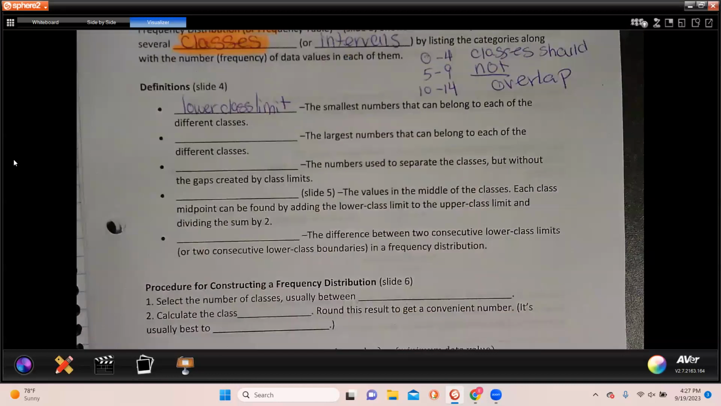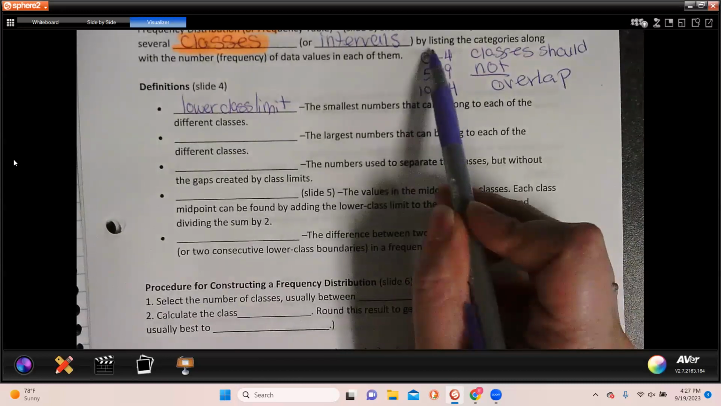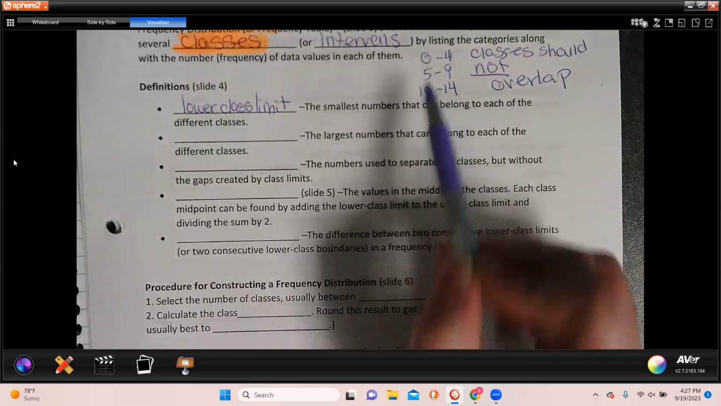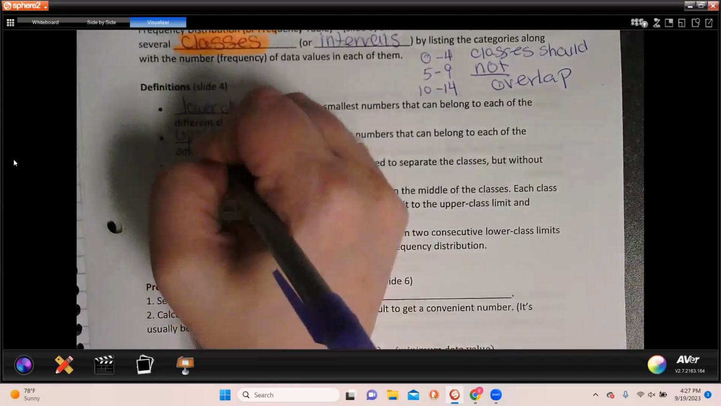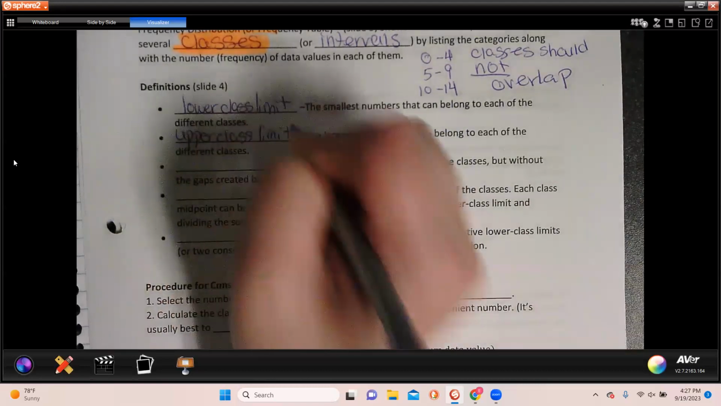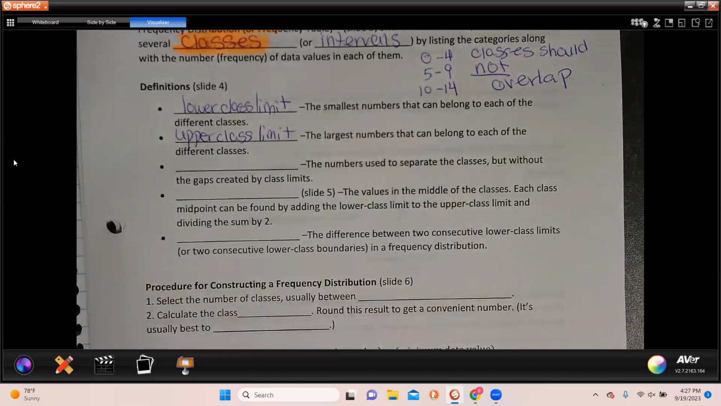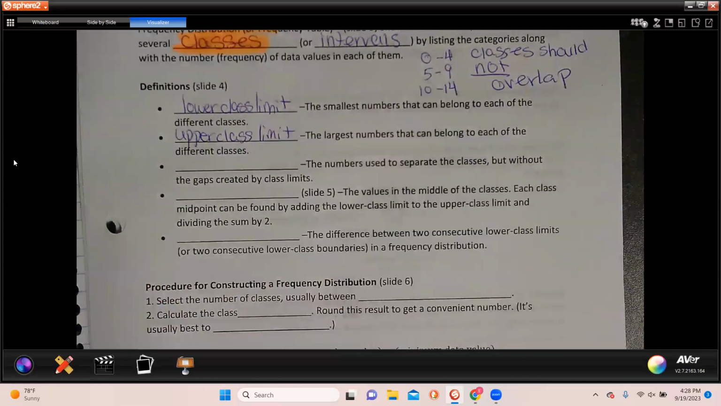This is the smallest number that can belong to each of the different classes. So in my three examples, my lower class limits are 0, 5, and 10. If we have a lower class limit, we also have an upper class limit. This is the largest number that can appear in each of the different classes. So those are my 4, 9, and 14.